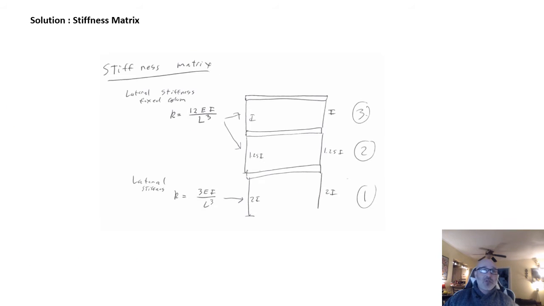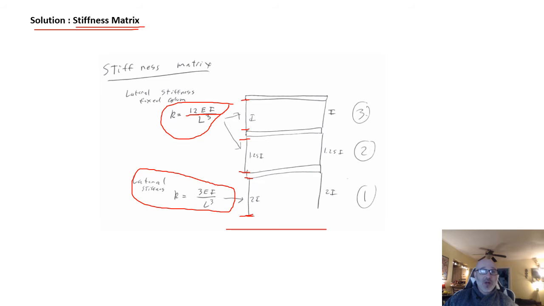So what's the next step in our solution? The next step is our stiffness matrix. We've already solved for our mass matrix, our M matrix, so now we want our stiffness matrix, our K matrix. We can get this information from our given diagram, taking a look at the geometry and how these columns align and what's going on between them. For these top two, I'm going to use the relationship that K is equal to 12 times EI divided by L cubed, their length cubed. And down at the bottom, where it's fixed at the ground, I have K equal to 3 EI over L cubed.